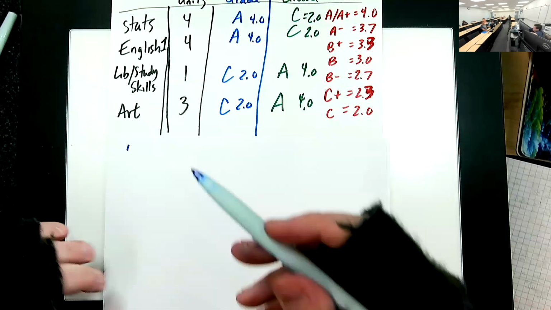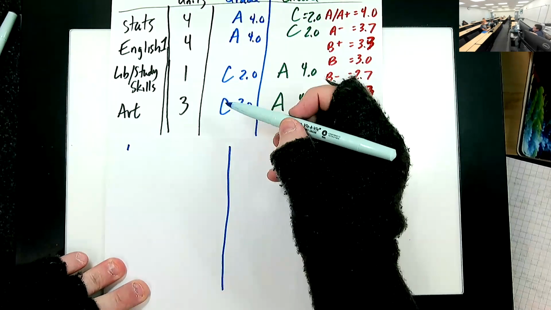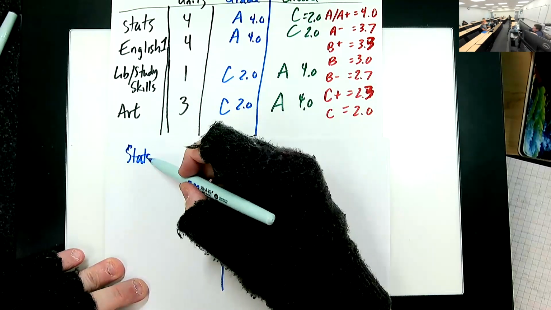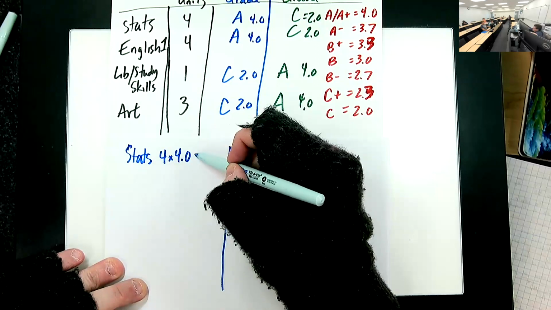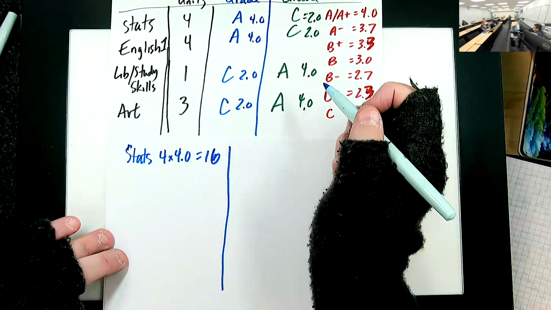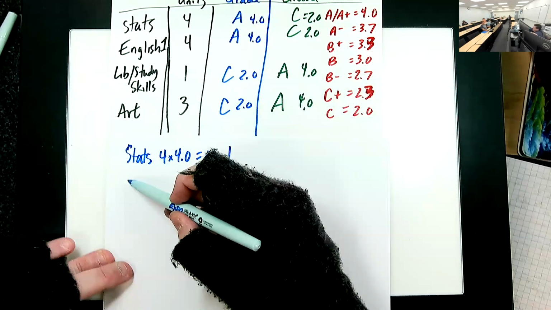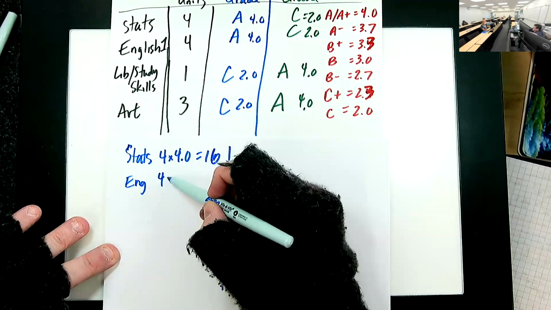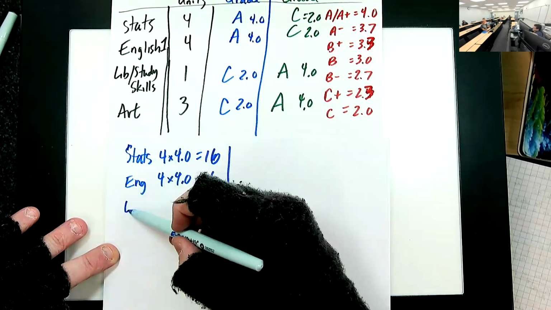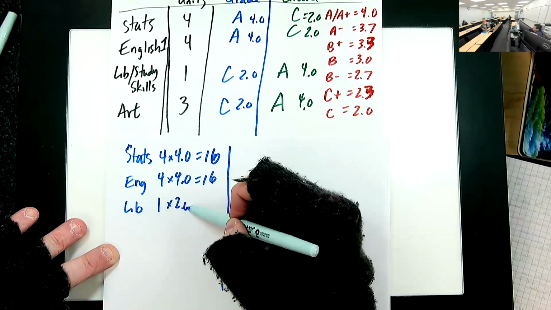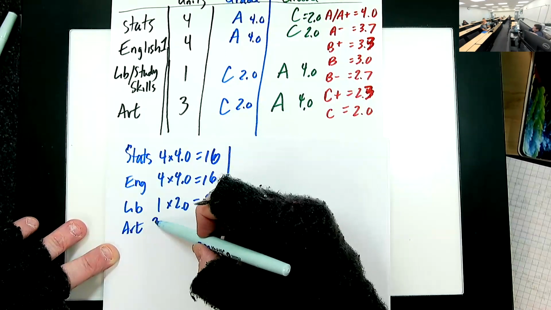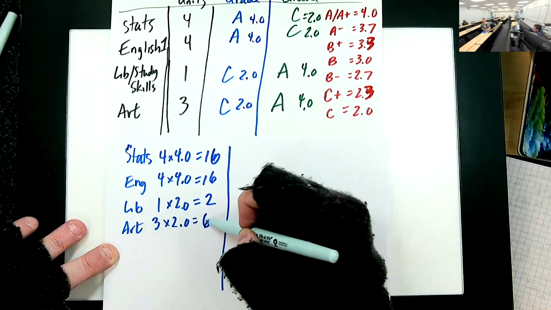So if I'm going to calculate the blue score, the points they have are for stats, 4 times 4.0, which is 16. I specifically chose nothing with plus or minus to keep this math easy. The English is the same. 4 times 4.0 is 16 again. The library is 1 times 2.0, which is 2. And art is 3 times 2.0, which is 6.